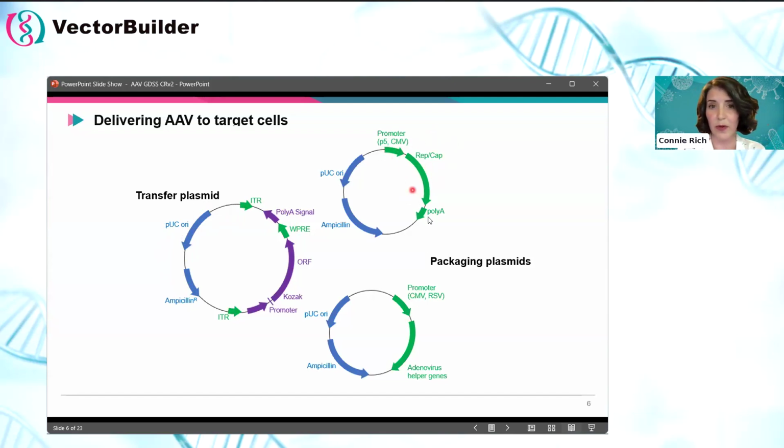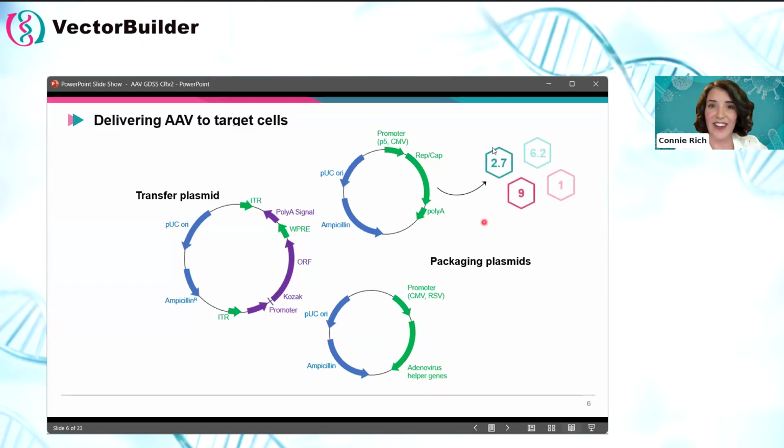And this is going to be driven by a promoter and have a poly A so that these proteins can still function. But as I mentioned at the beginning, we do still need to have those helper virus proteins in order to create an AAV variant. So we deliver those on a separate plasmid that's just encoding for those adenovirus helper genes.